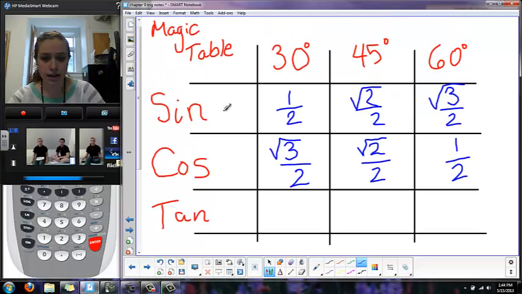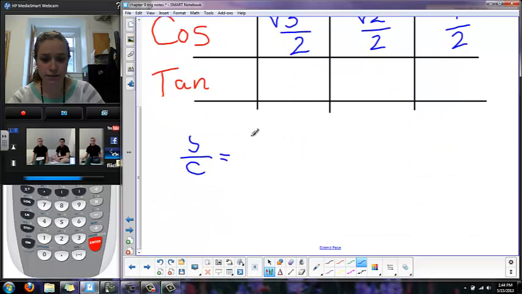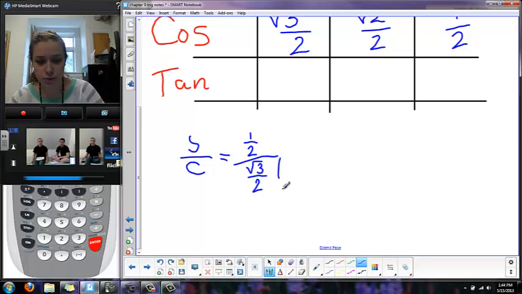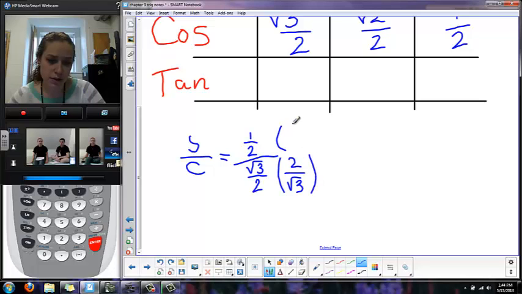So the sine of 30 degrees is 1/2. Cosine of 30 degrees is radical 3 over 2. So that's a complex fraction. It's a fraction divided by another fraction, and the way that we simplify that out is we're going to multiply by the reciprocal, so 2 over radical 3. Multiply on the top and bottom by 2 over radical 3.